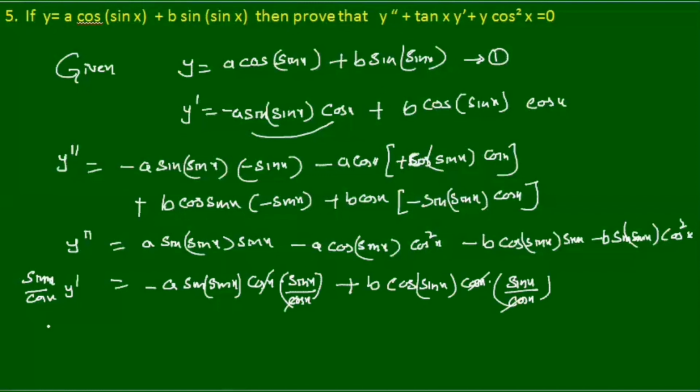So y dash is over. Now y is multiplied with cos square x. So multiply y with cos square x. So cos square x into y is equal to a cos of sin x into cos square x plus b sin x into cos square x.